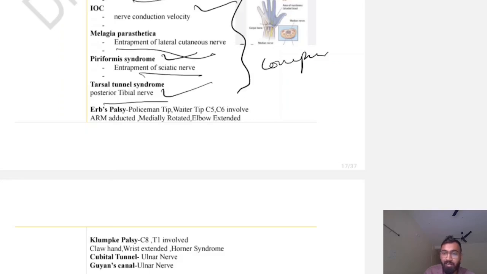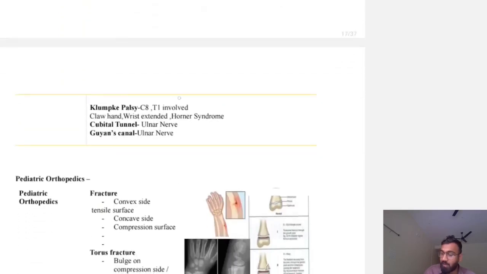So these are all compressive neuropathies. Nerves are compressed at these levels. Erb's palsy, policeman's tip deformity, waiter's tip: C5 and C6 are affected. These we have read in anatomy. Klumpke's palsy: C8 and T1 are affected, with claw hand, wrist extended, and Horner syndrome.